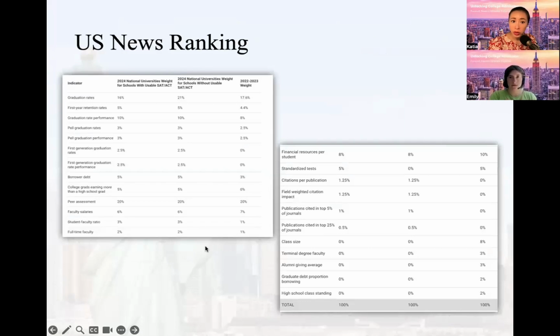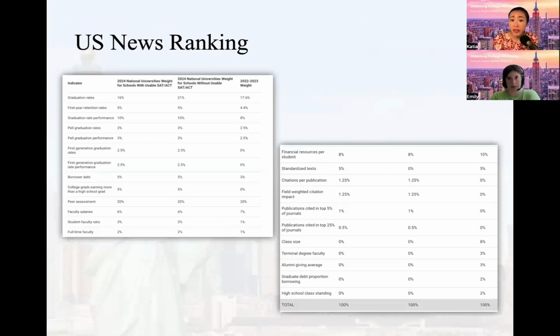And let's move on to the US News ranking, how US News calculates their ranking, their methodology. As you can see, there are graduation rates, first year retention rate, graduation rate performance, Pell graduation rate, Pell graduation performance, first generation graduation rates, first generation graduation rate performance, et cetera, et cetera. So basically, you can compare the QS ranking and the US News ranking, and we probably can make a conclusion.